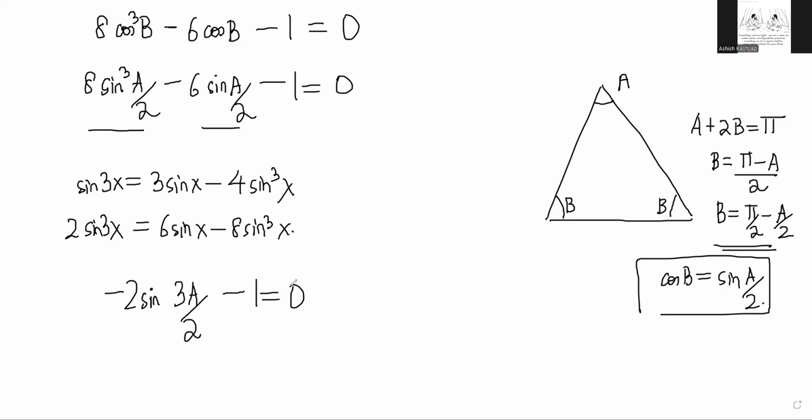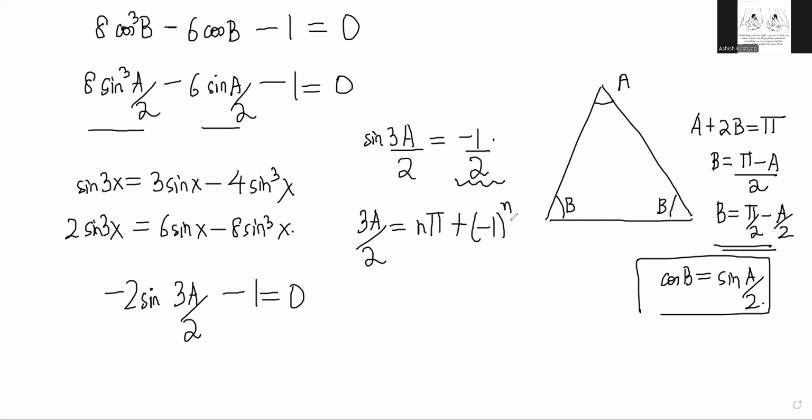Are you getting this? So from here we are getting sin 3A by 2 is equal to minus 1 by 2, right? So now we can say that minus 1 by 2 is a known angle, I think. Sine would be minus 1 by 2 at minus 30 degrees, right? Minus 30 and 210. So 3A by 2 is n pi plus minus 1 power n into minus pi by 6.